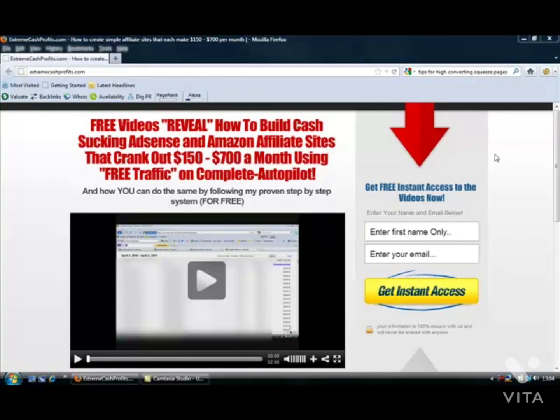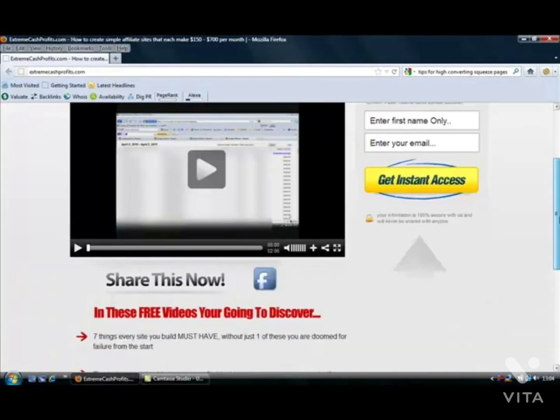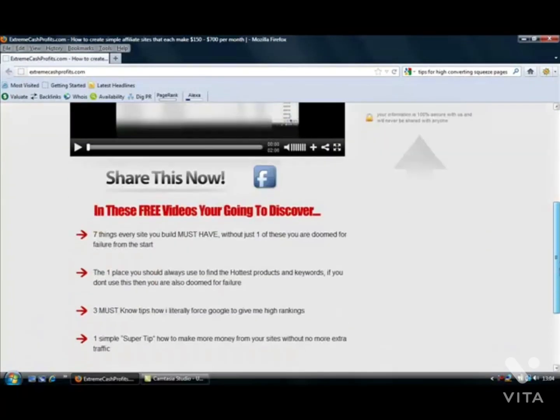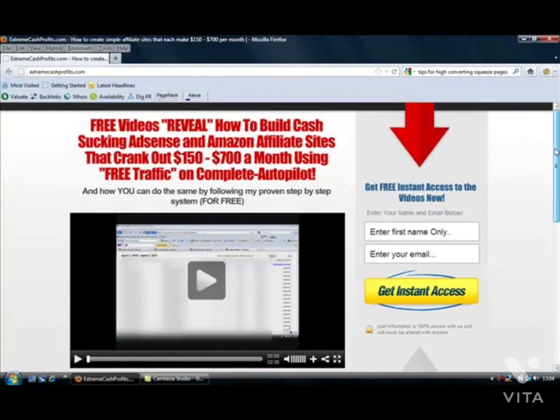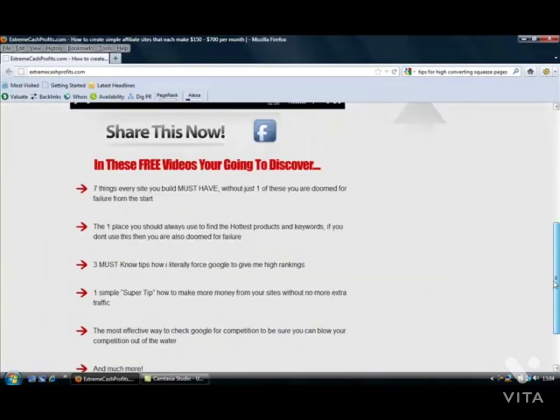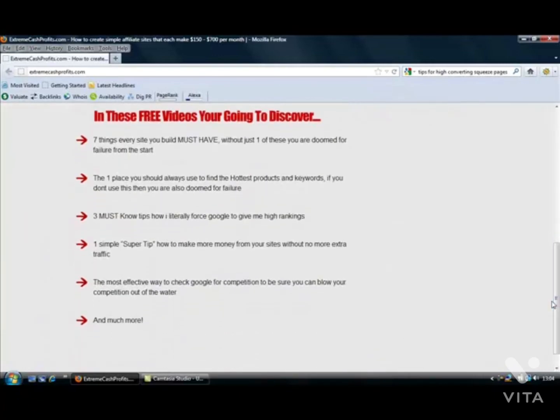Next thing is the bullet points. Bullet points are really important. Even though they're below the fold, people do still scroll down. Now the key to bullet points is they must pull people in. Okay, I haven't just written a few sentences here and left it at that. I've carefully worded these bullet points so it makes people want to opt in to watch my videos.